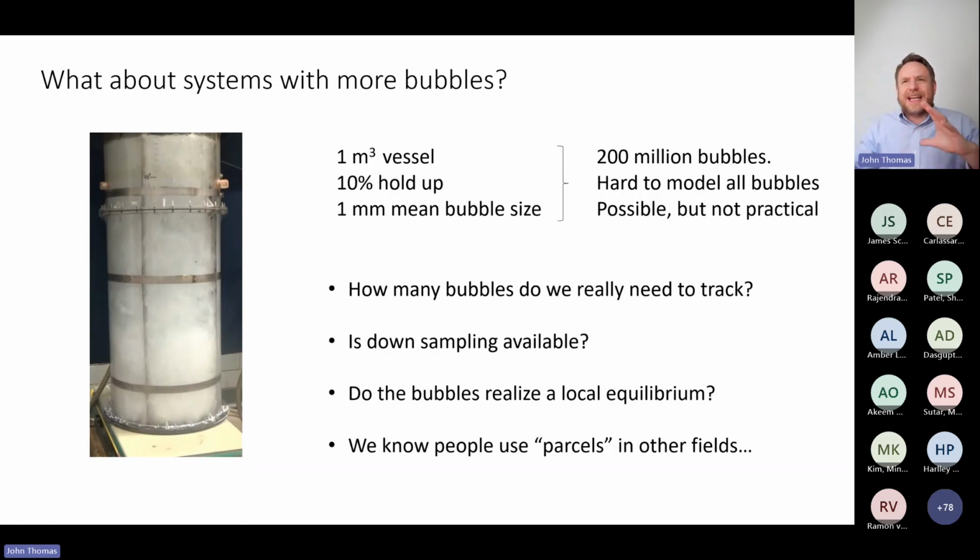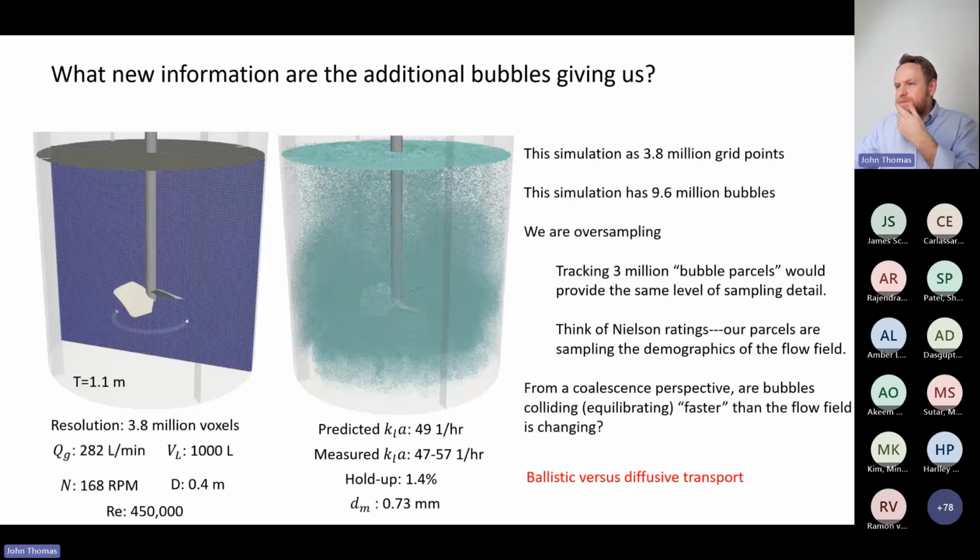Can I be more clever about saying, okay, instead of tracking every breakup or coalescence event, can I appeal to local equilibrium mechanics to estimate what the bubble size should be at a certain location, as opposed to tracking and explicitly breaking these bubbles up? And we know this idea of parcels comes up all the time in the Eulerian-Lagrangian simulation or other Lagrangian simulations. What would that look like here? And how could I use that to bend a corner in these very high kLa systems?